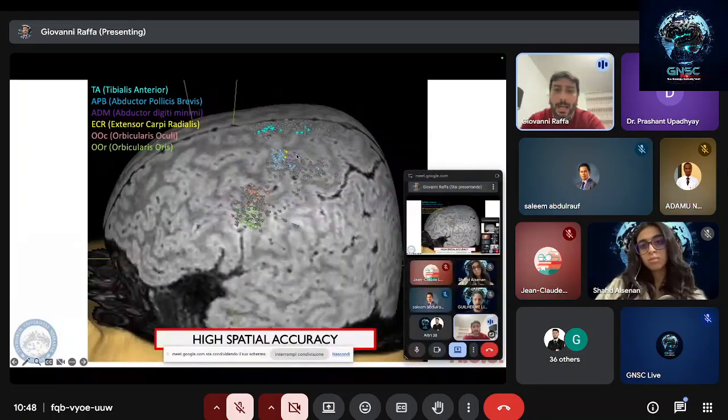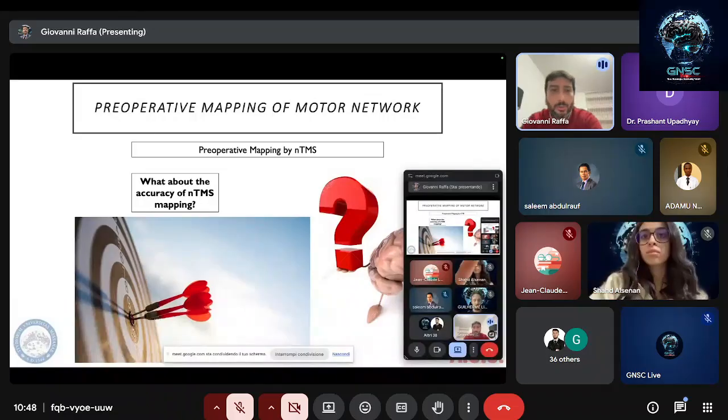And this is the final map with the different colors representing different muscles that have been activated by my stimulation. So I can analyze before entering the OR the relationship between the lesion and different cortical representations of different muscles, so I can preserve the motor cortex. What is the accuracy of this kind of technology?